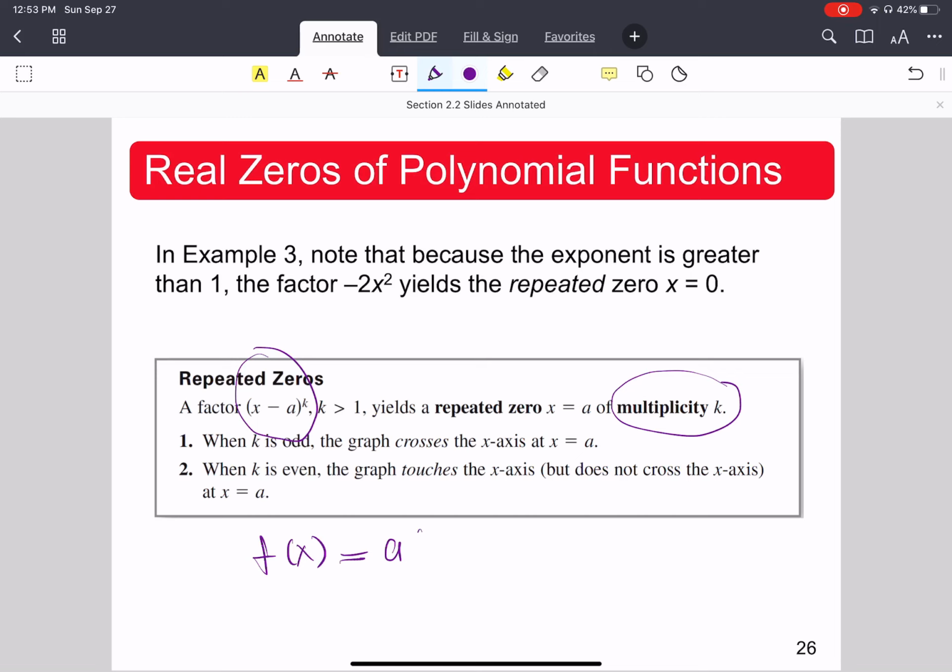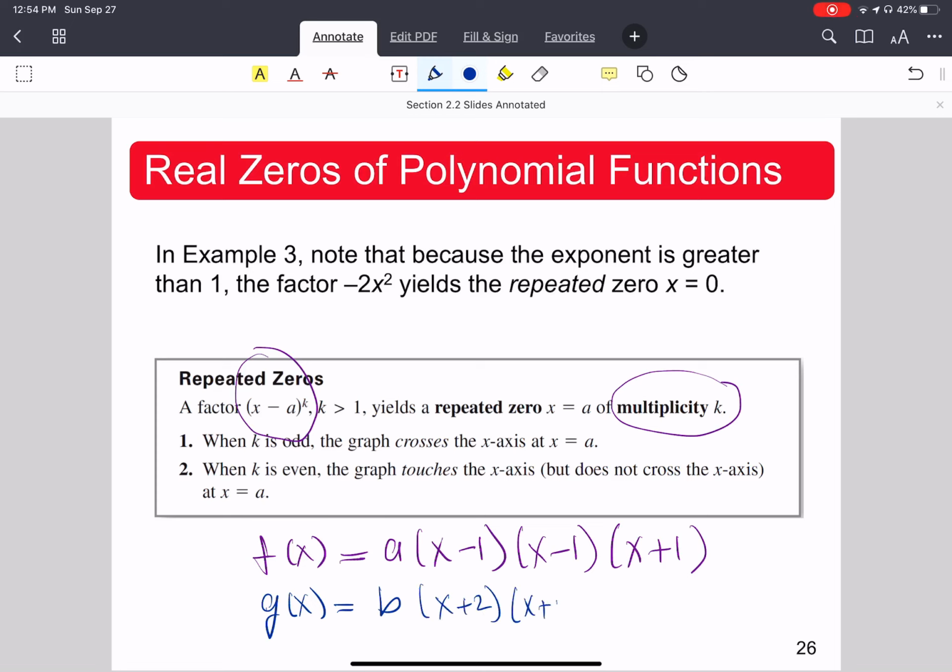What I mean by that is you may have situations where the function looks like this, in factored form. Like say f of x equals a times (x minus 1) times (x minus 1) times (x plus 1). Or you may have something like g of x equals b times (x plus 2)(x plus 2)(x plus 2) and then (x minus 7). So you may have situations like these where you may have repeated factors.